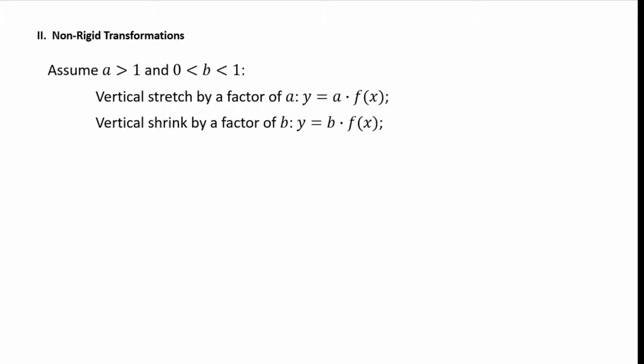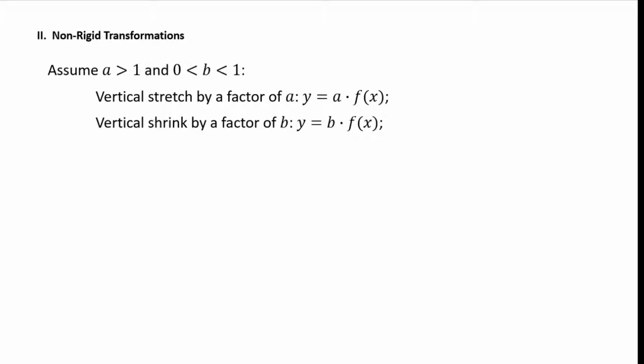A vertical stretch by a factor of A, that's a number greater than 1, is indicated by y equals A times f of x, and a vertical shrink by a factor of B, B is a number between 0 and 1, is indicated by y equals B times f of x. In trig, a vertical stretch or compression affects what is more commonly called the amplitude.